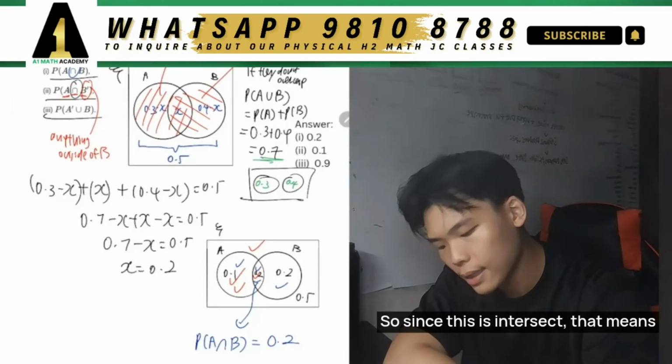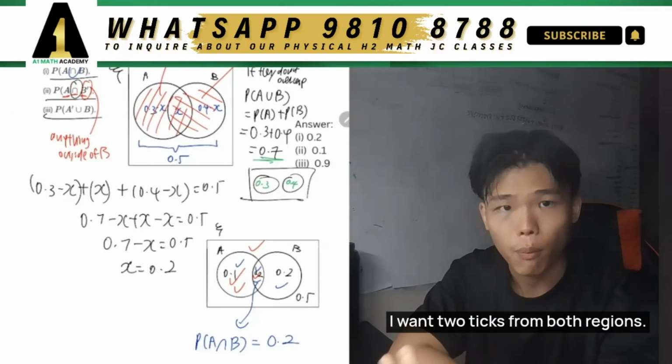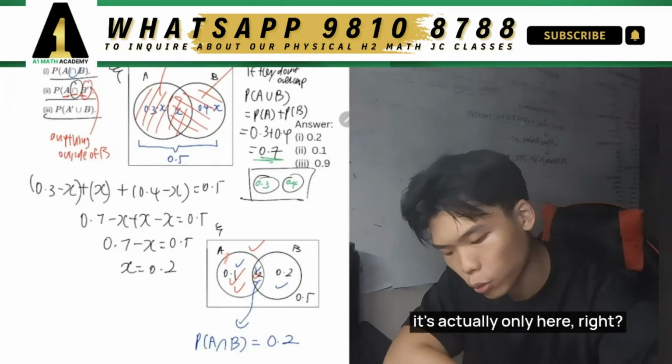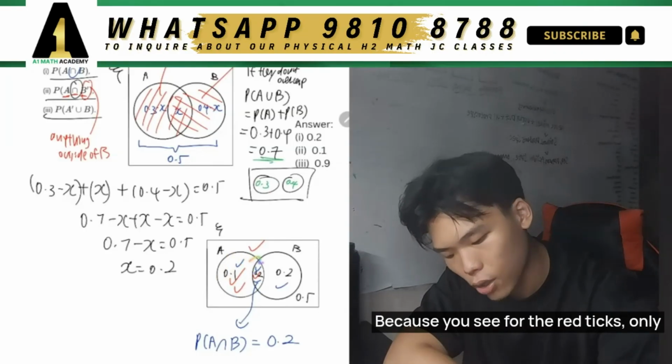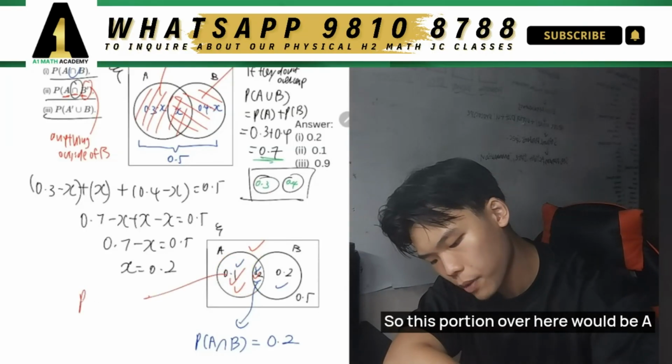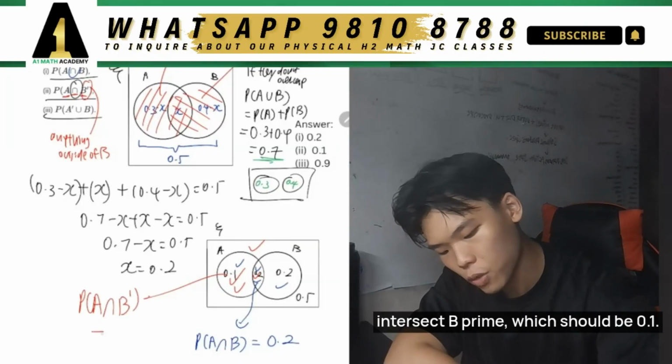So since this is intersect, that means I want 2 ticks from both regions. So you realize in which region actually have both ticks? It's actually only here, right? Because you see, for the red ticks, only this portion over here got 2 ticks. So this portion over here would be A intersect B prime, which will be 0.3.